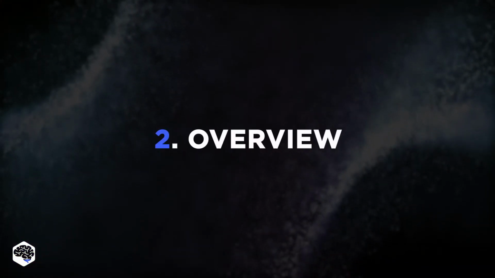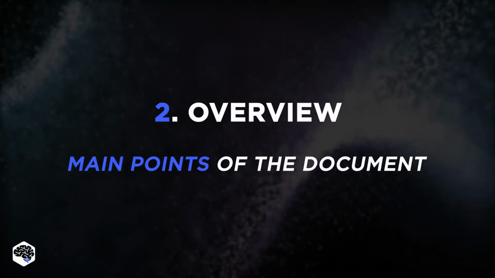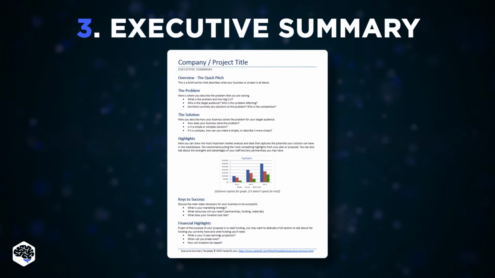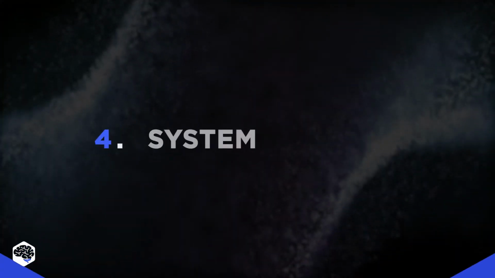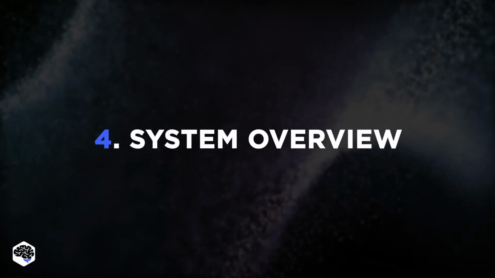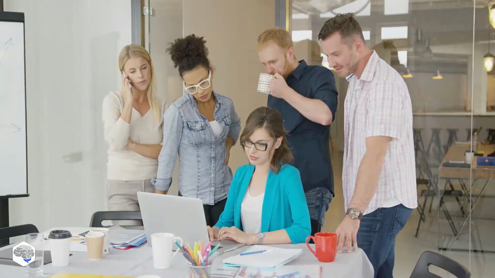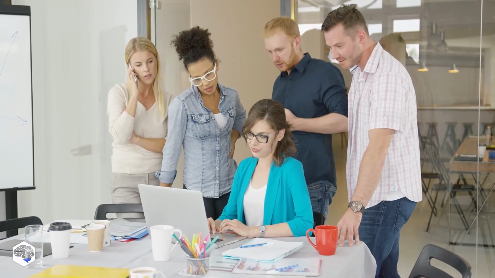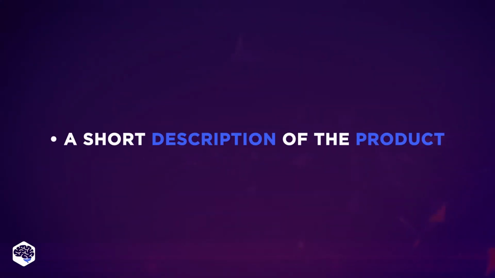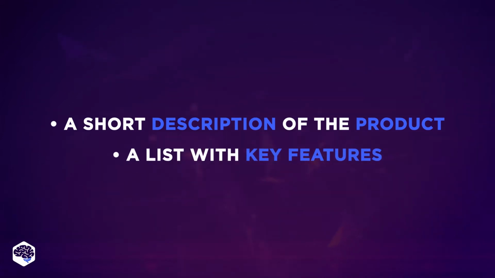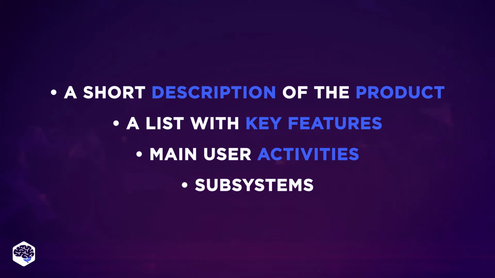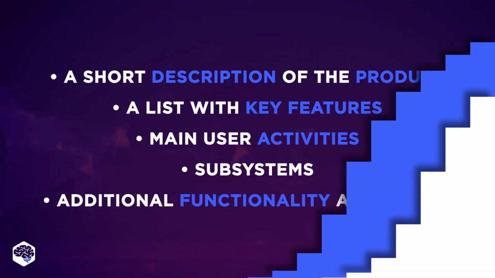In the overview, we list the main points that will be discussed throughout the document. An executive summary describes the goals, objectives, and strategy of the project. The next section is System Overview, where we describe the functionality and interface of the product and main user activities. Accordingly, the structure of the System Overview consists of a short description of the product, a list with key features, main user activities, the description of subsystems, and the description of additional functionality and design.